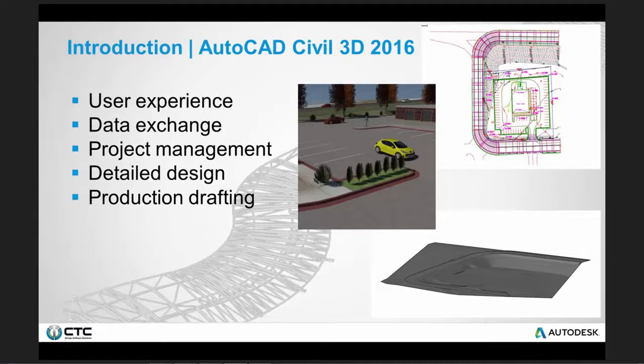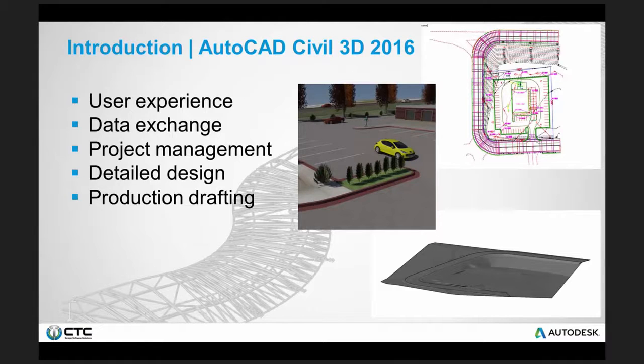So talking about Civil 3D 2016, we've got a handful of different categories that some of these new features fall into. One is about the user experience. Some of it is with data exchange, some improvements there with data shortcuts and Vault, as well as project management items and some more detailed design. They've given us some options to create more detailed design, and some new enhancements for production drafting. So let's talk through those in more detail.